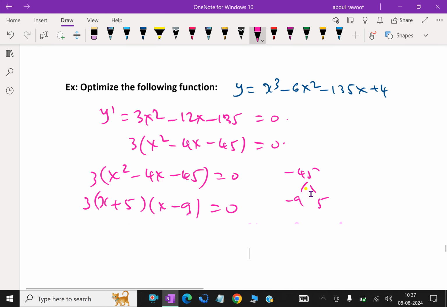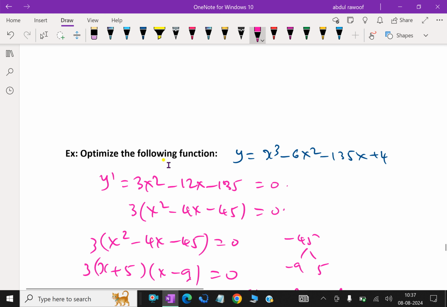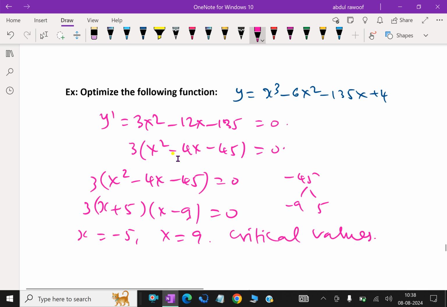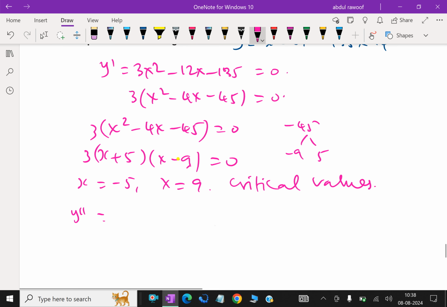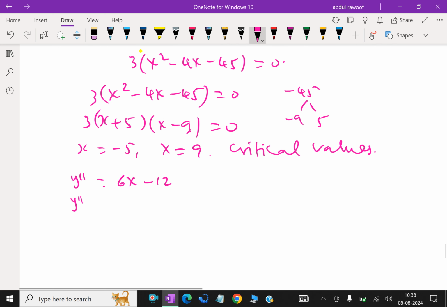Now from those critical values, we have to optimize the following function. For optimizing, we have to get y double dash. Look at here, y dash is this. Therefore, 3x squared differentiation is 6x, minus 12x is 12. Then put both critical values. First substitute into y double dash of minus 5, which is 6 into minus 5 minus 12, which gives minus 30 minus 12 equals minus 42. Of course, it is less than 0.